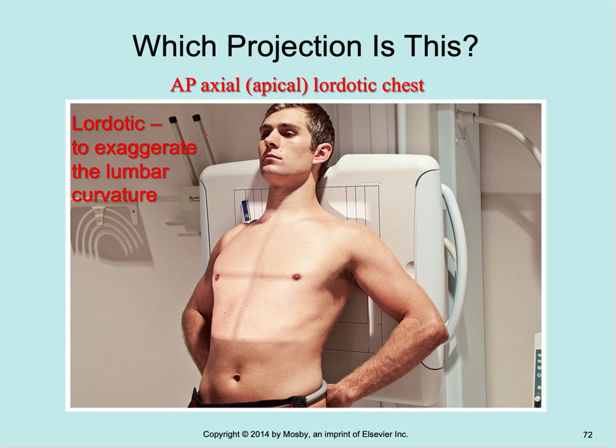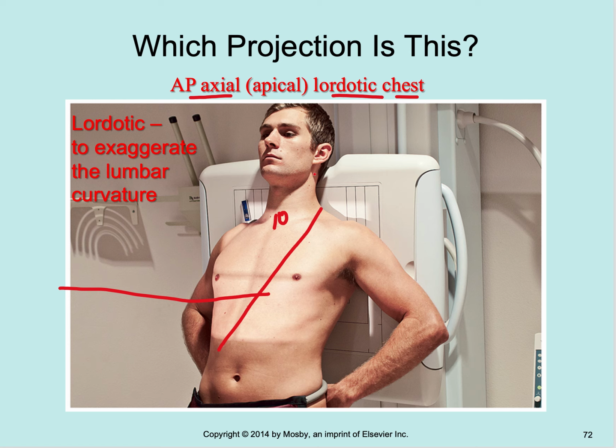So AP axial apical lordotic chest. So our beam is perpendicular, but what we've done is we've angled the patient. The patient is angled 10 degrees or more. So then it is an axial. We're using the patient to produce that axial angle, not the beam.